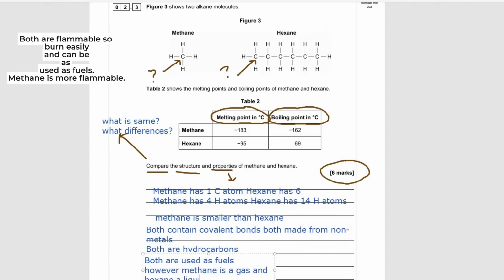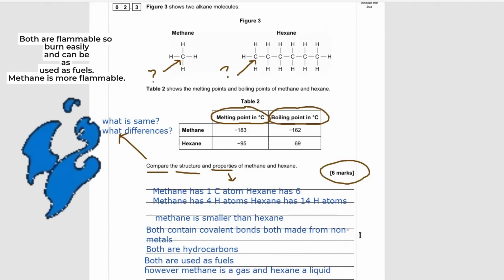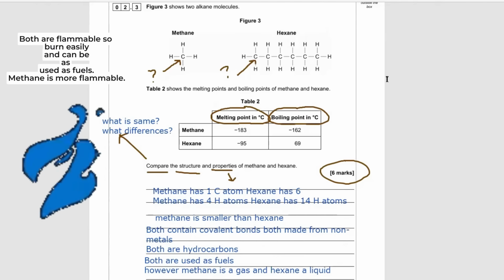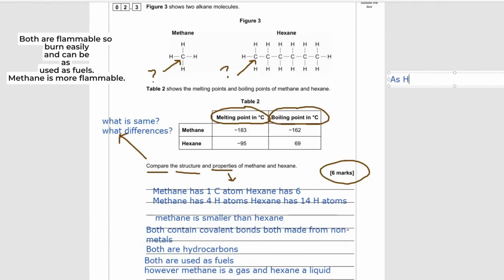I would say that methane is more flammable, as methane's a gas, right, and hexane's a liquid. So methane is more flammable. Both can burn easily because they set alight easily, right? And methane is, yeah, more easily set alight. I suppose hexane is easier for transport because it's a liquid. Gases you have to compress; they're a little bit harder to transport.